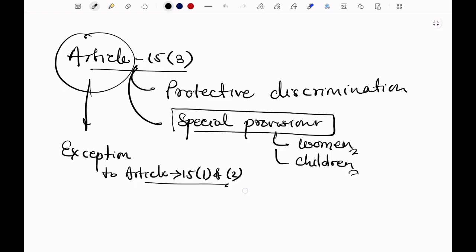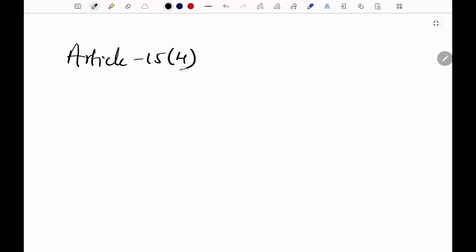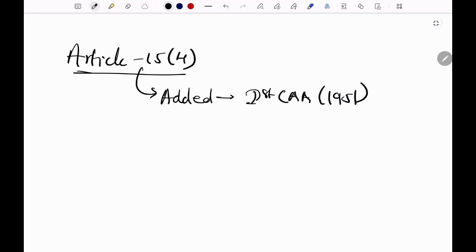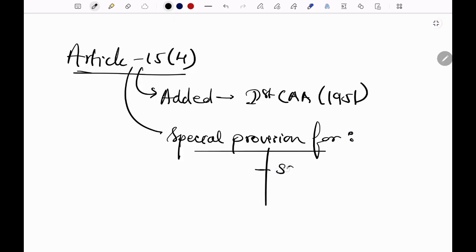Okay. Now Article 15 clause 4. So basically Article 15 clause 4 was added. It was not there in the original Constitution or original Article 15, but it was added through the First Constitutional Amendment Act, and the case was Champakam Dorairajan case. It also seeks special provisions for whom? For socially and educationally backward classes and Scheduled Castes, Scheduled Tribes.